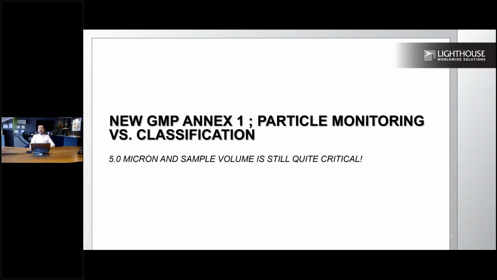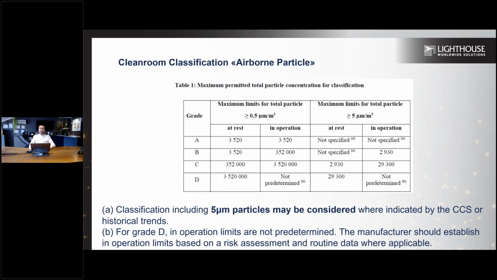Let's move into the particle monitoring and classification part of GMP Annex 1. First things first, 5 micron is still quite critical for pharmaceutical applications. I will tell you why during this presentation. First of all, this airborne particulate matter is described in Table 1, maximum permitted particle concentration for classification. So this classification, including 5 micron particles, may be considered when indicated by the contamination control strategy or historical trends.